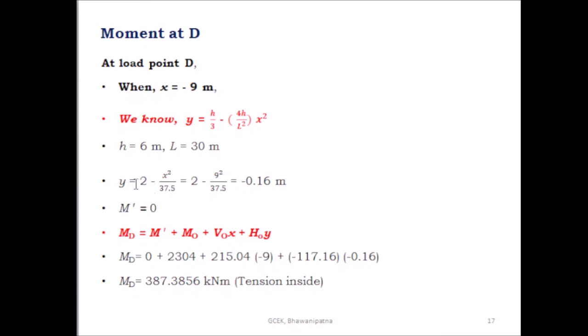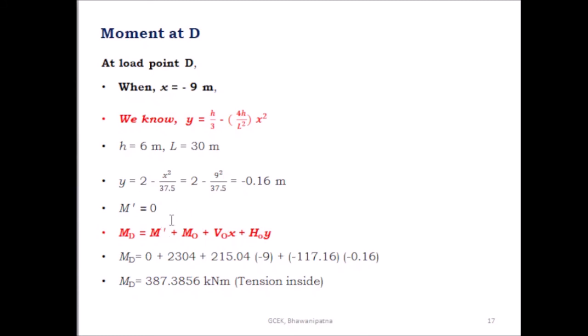But the moment at the point D due to the external loading is equal to 0. M dash is equal to 0 because the load is present at the point D. So the perpendicular distance of that load at the same point is equal to 0. So the moment due to the external loading is equal to 0. M dash is equal to 0. Then using this formula you can find out the moment at the point D. So MD is equal to M dash plus MO plus VOx plus HOy.